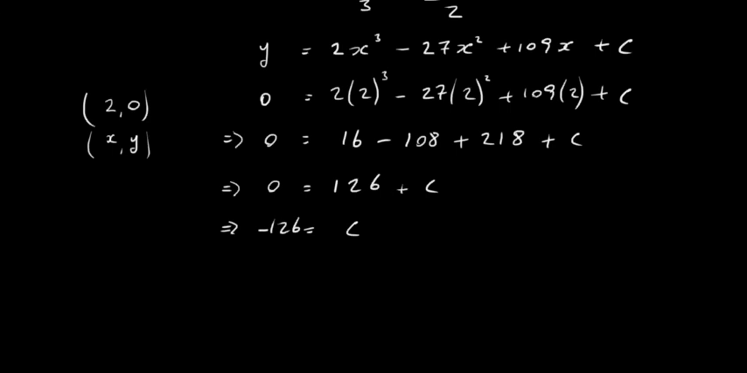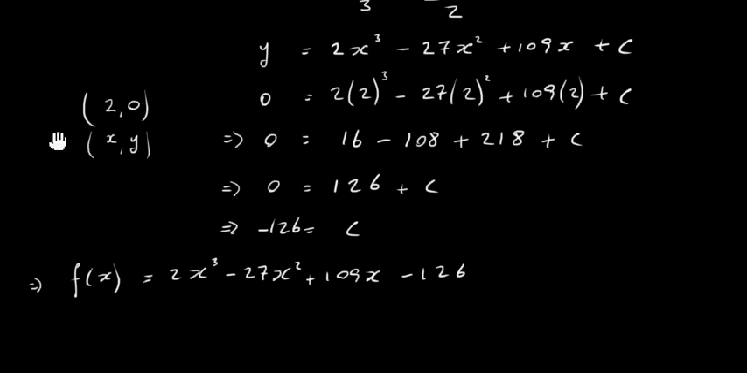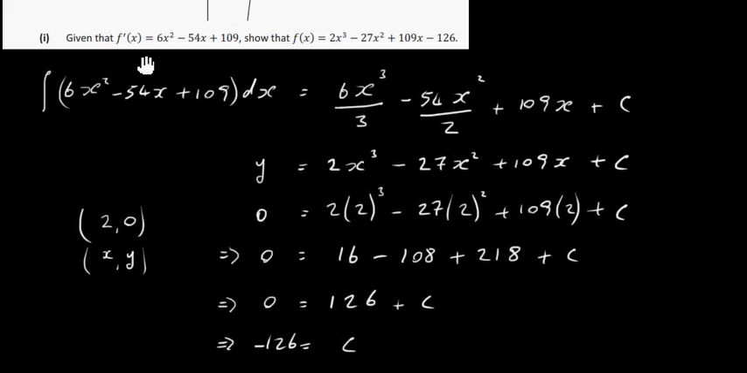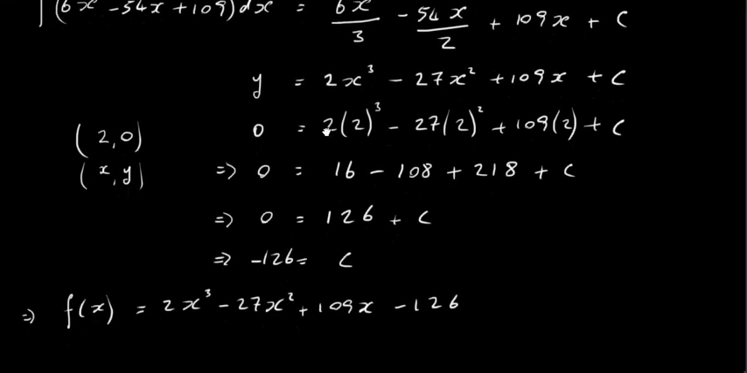So in other words, our function f of x is going to be this function here, 2x cubed minus 27x squared plus 109x, and then our c here is minus 126, and that's all we were required to do. It just says, given that f dash x is this thing here, show that f of x is equal to this function here, and we've done that by integrating this differentiated function here.